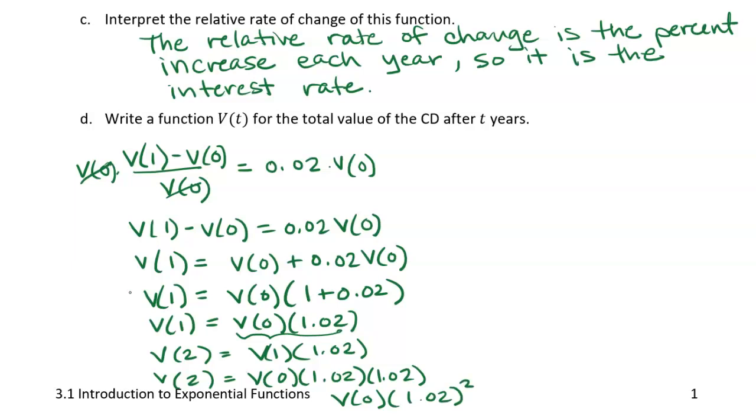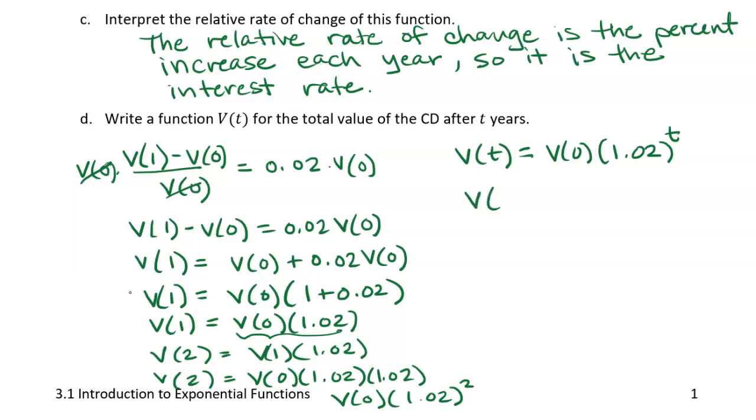V3 is going to be V at 2 times 1.02, but then I can substitute the expression for V2. So what we end up with is V at t is equal to V at 0 times 1.02 to the t, because we're just multiplying by 1.02 every time. We're adding 2% of the previous amount every time. So we're taking 1.02 times 1.02 times 1.02, t times, and multiplying that times the initial value to get the value at time t.